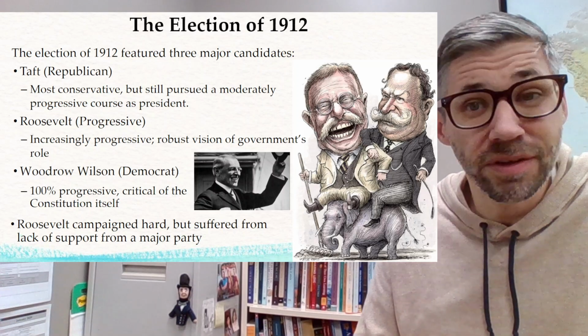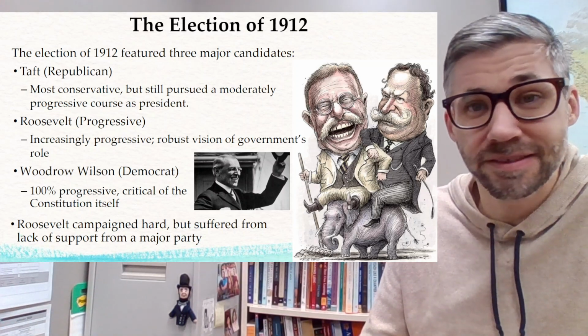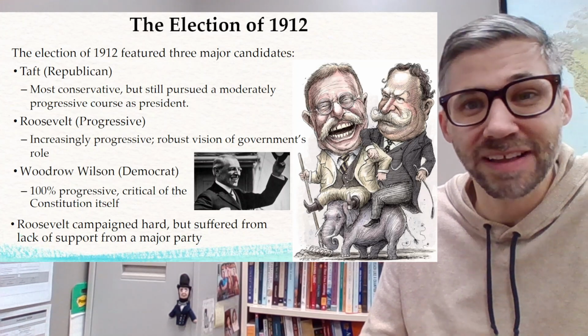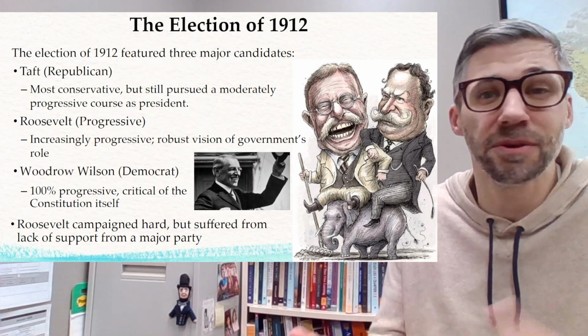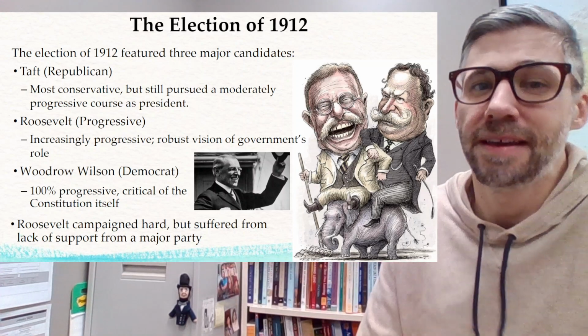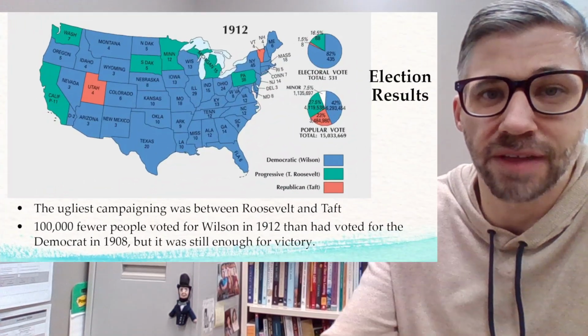There's a fellow named Woodrow Wilson who we'll learn about next time. He's a Democrat. He wins, even though the Democrats didn't get very many votes. Frankly, the Democrats get fewer votes than they got in the previous election, but the Republicans have broken in half. And so Wilson just benefits from the fact that the Republican Party had split.